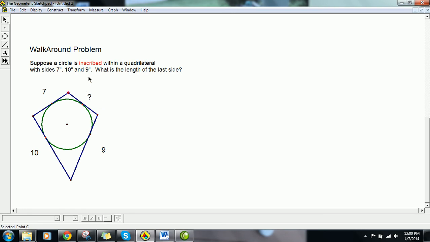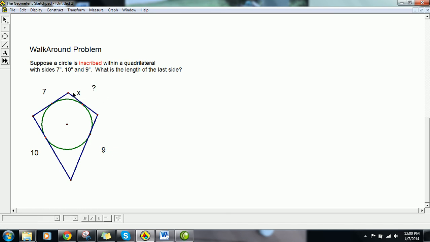So here's what we can do. This is called the walk-around problem, and one way to do it is using the two-tangent theorem. So what I'm going to do is start with this whole side. I'm looking for this whole side. I know that's 7, that's 10, that's 9. And so I'm going to call part of that x. I'm going to call this piece up here x. Now what I'm going to do is walk around the whole diagram until I get back here, and then you'll see what we're going to be able to do.